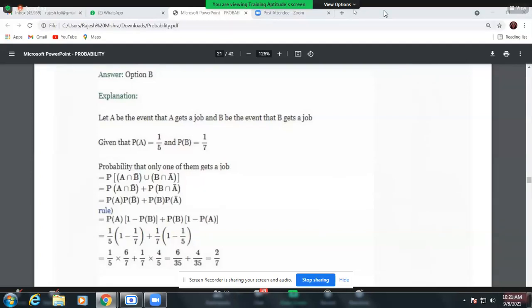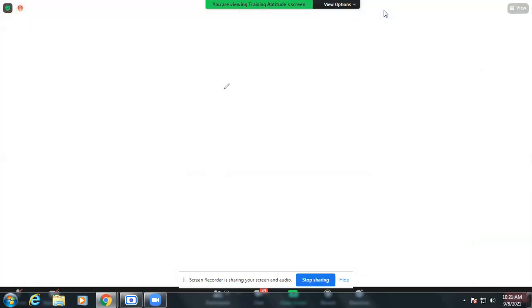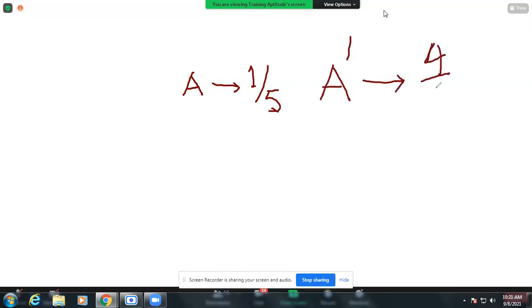When A gets a job, let me explain it in a simpler way what is written and what is not written here, for the benefit of those who would like to have a better understanding. The question says the probability of A getting a job is 1 by 5. So the probability of A not getting a job, I'm just putting it as A dash, is 4 by 5. Do you agree, students? Because the sum total is always 1.